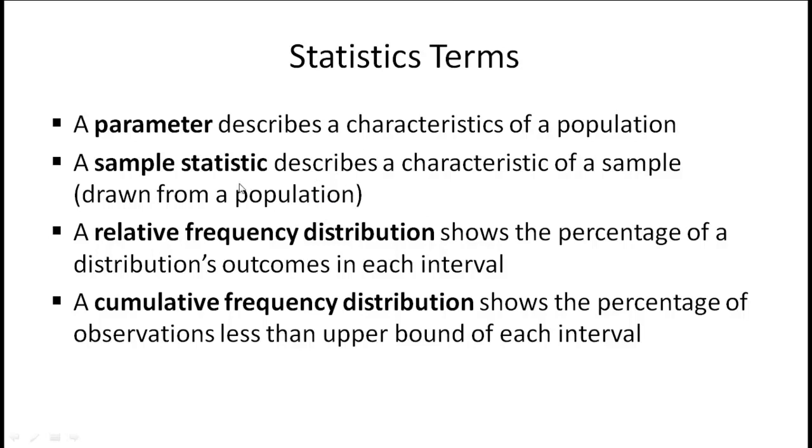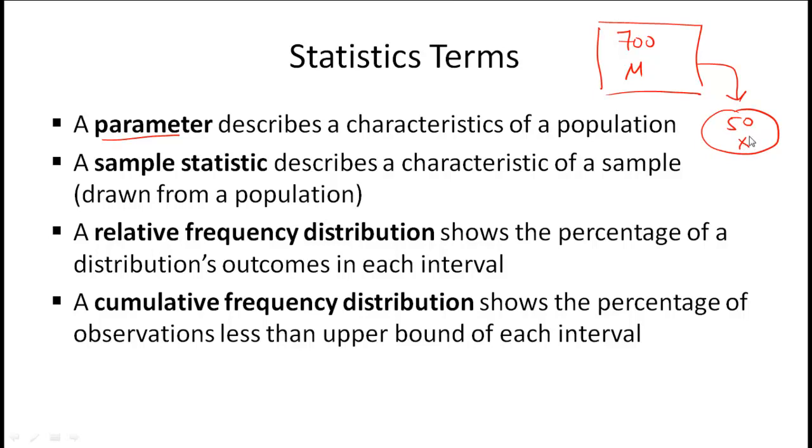Some statistical terms. A parameter describes a characteristic of a population. So continuing with my example, if I take all 700 stocks in the Karachi Stock Exchange and find their average return, the average return for the whole population would be called a parameter. A sample statistic describes a characteristic of a sample. Now from this I draw a sample of 50 shares, and if I now find the average return of the 50 shares in the sample, that would be called a sample statistic.